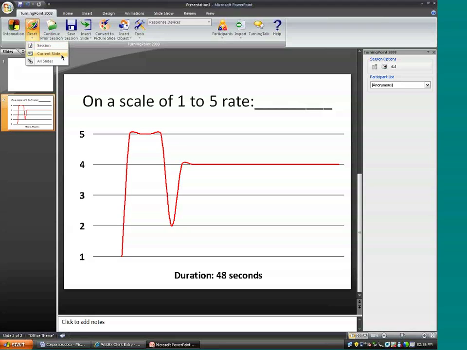But what about this current slide and all slides? Well, the all slides is actually very powerful. Let's say that I am teaching a class and I have an 8 a.m. class and I have a 10 a.m.